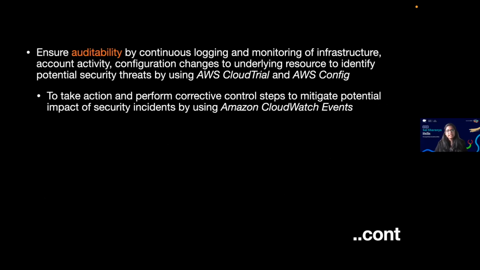And the next aspect is ensuring auditability. This can be achieved by continuously logging and monitoring. In the previous step, we were talking about monitoring the data and the model results, but it also becomes essential to monitor the account activity, the configurations of the underlying infrastructure and the resources. And there are services to help out with that. AWS offers CloudTrail and Config to help out with that. And when any potential security threat has been identified, services like CloudWatch Events can be used, which is event-based. Whenever a certain event occurs, this could trigger the next step so that necessary action can be taken to mitigate the potential impact of a security incident.